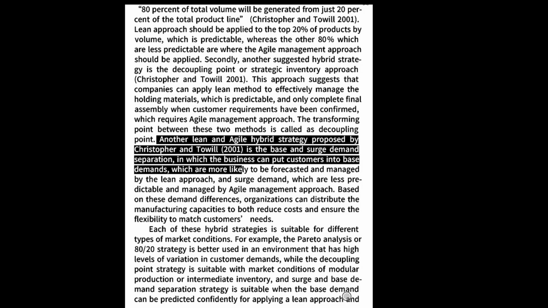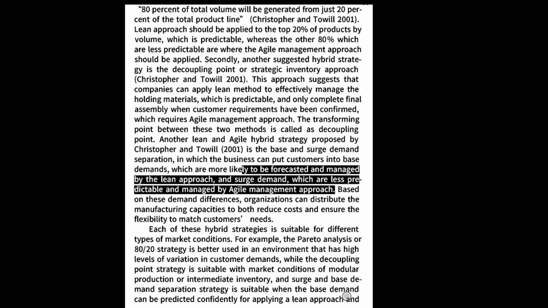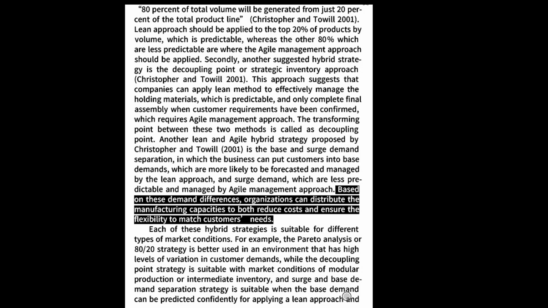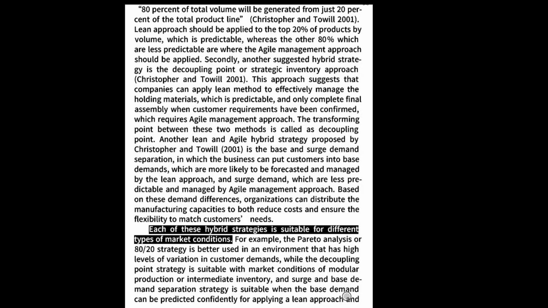Another lean and agile hybrid strategy proposed by Christopher and Towill 2001 is the base and surge demand separation, in which the business can put customers into base demands, which are more likely to be forecasted and managed by the lean approach, and surge demand, which are less predictable and managed by the agile management approach. Based on these demand differences, organizations can distribute the manufacturing capacities to both reduce costs and ensure the flexibility to match customers' needs. Each of these hybrid strategies is suitable for different types of market conditions.